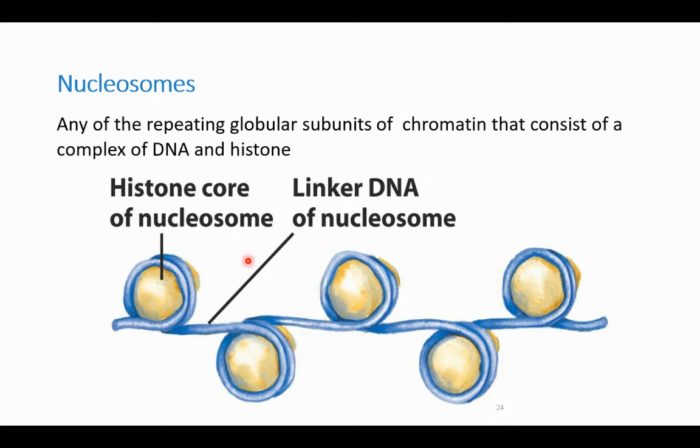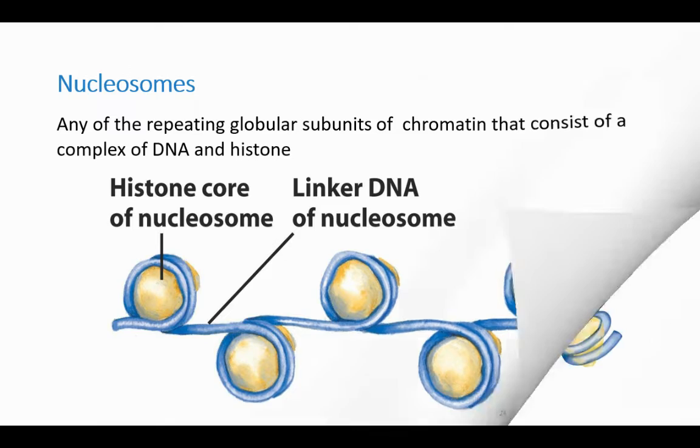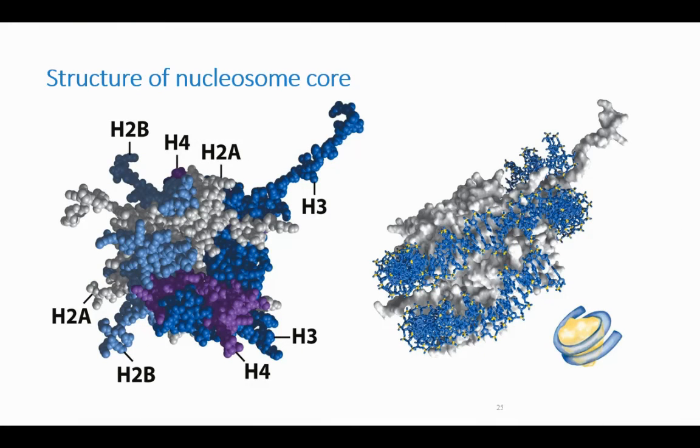Okay? Now, any of the repeating globular units of chromatin inside of the complex is made out of DNA and histone. Okay, so this is what it looks like. This is the actual structure on a molecular level. Okay, space filling. Okay, so there it is.